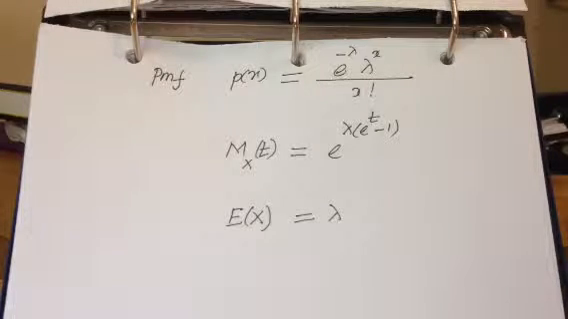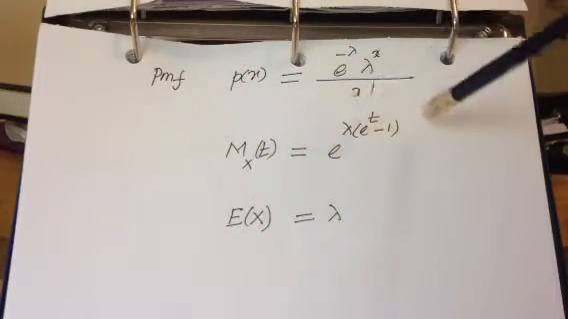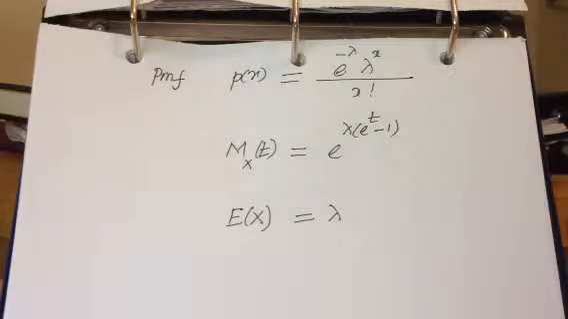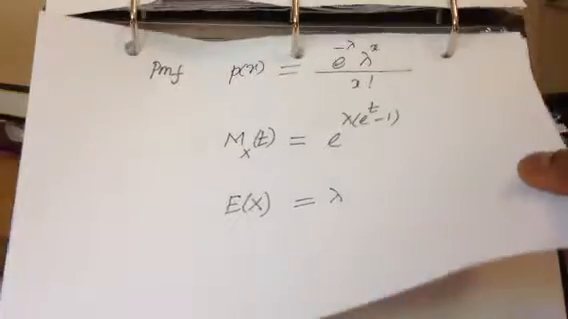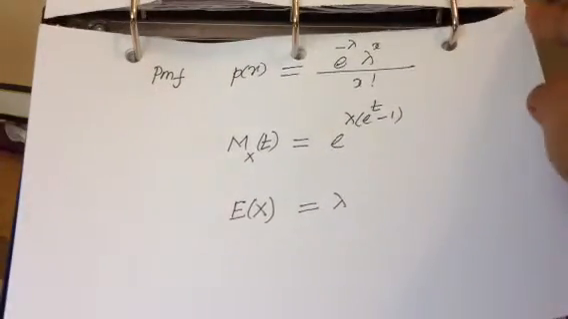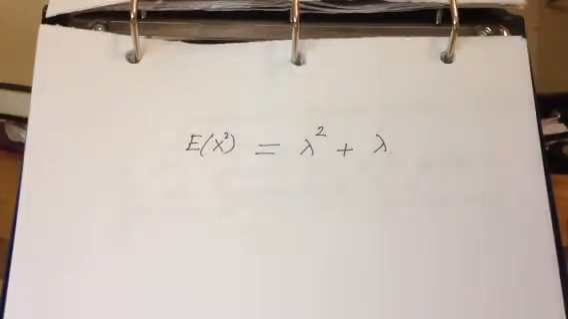In case the probability mass function p of x is of the form e power minus lambda times lambda power x by x factorial, that is Poisson. So the moment generating function for this distribution, that is Mx of t, is equal to e power lambda times e power t minus 1, and the mean E of x is equal to lambda. Here I am explaining all the formulas related to probability theory. I'm going to move on to my next slide.